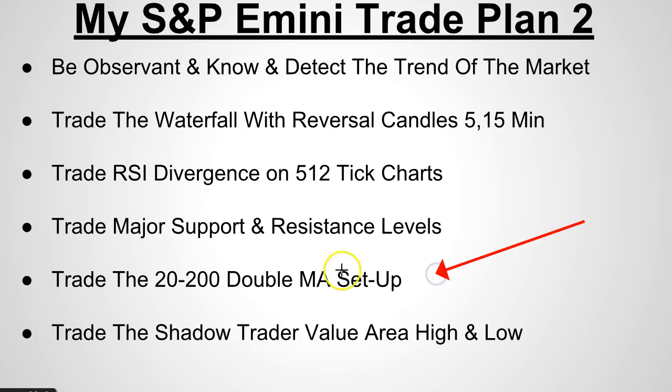Trade the 2200 double moving average setup, okay? That's where it's that single line, right? The blue and red line, okay? Where if price is above it, bullish, it's going to be blue. If it's below, it's going to be red, okay? I'll look for very first touches of those after price moves substantially away from them. The very first retest of them, I'll look to be a buyer. Trade the Shadow Trader value area high and low. Okay, I'll put my value area high and low, and then I'll look to trade those levels if the market gives me that opportunity. Okay.